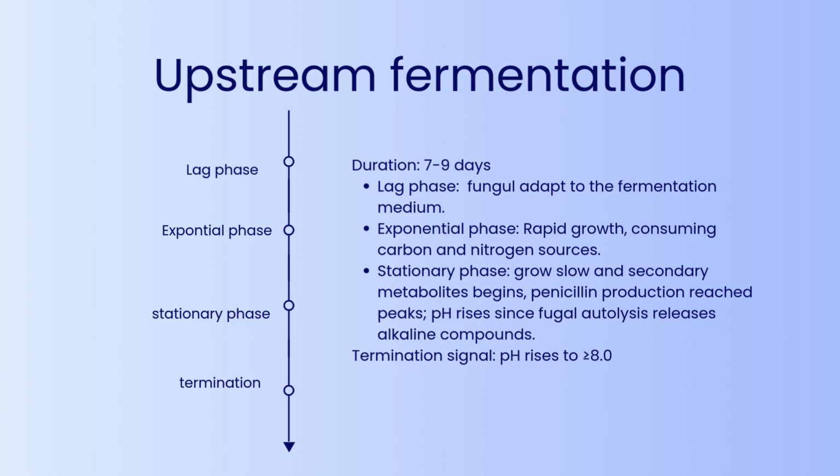Secondary metabolism begins, and penicillin production reaches its peak. A rise in pH is observed, attributed to the release of ammonia. Termination occurs when the pH reaches 7.8 to 8, at which point production is ceased. After 7 to 9 days of upstream fermentation, we are now proceeding to downstream purification.